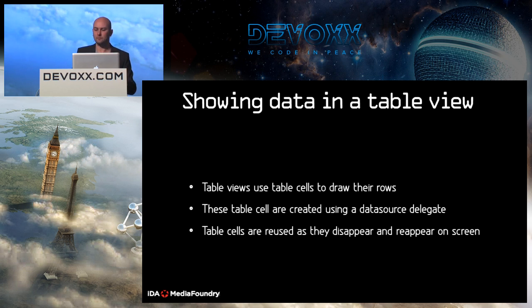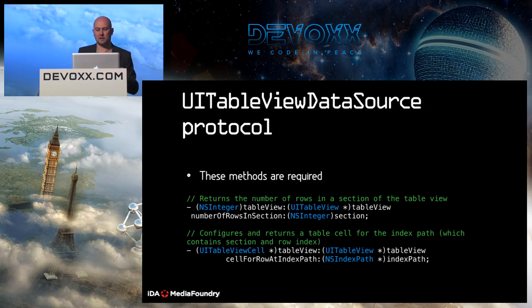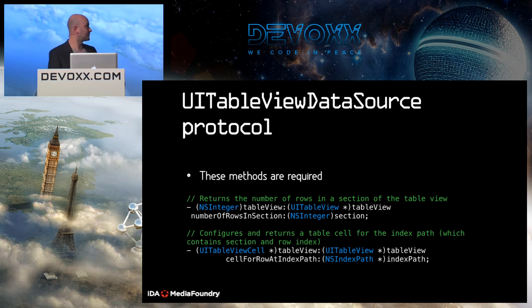For showing this data in the table view, we need a data source. The data source delegate will not only ask for the data, but will also make the cell. If you look a little bit more closely at the screenshot there, each cell is made by your data source. Your data source will return a UI table view cell, which is a view. It's just a regular view, but it's a cell for a table.